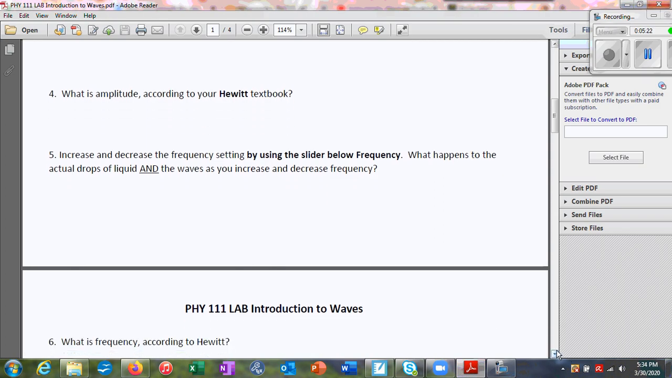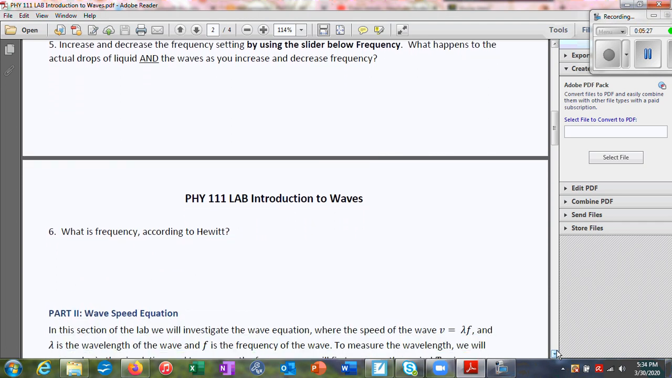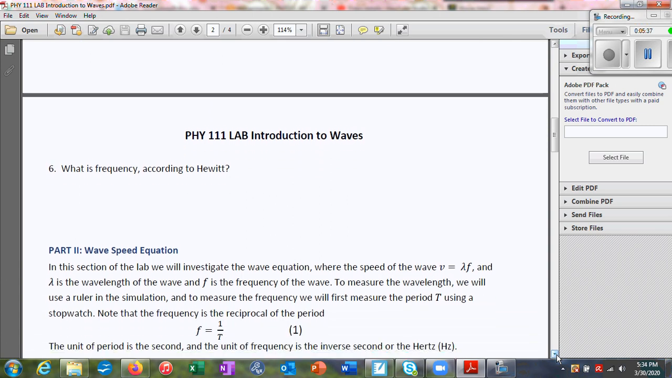And when we get down here, you're going to have to actually collect some data. So what is frequency according to Hewitt? So again, you're going to go into that textbook, you're going to read the definition for frequency, and you're going to talk about that here for question number 6.